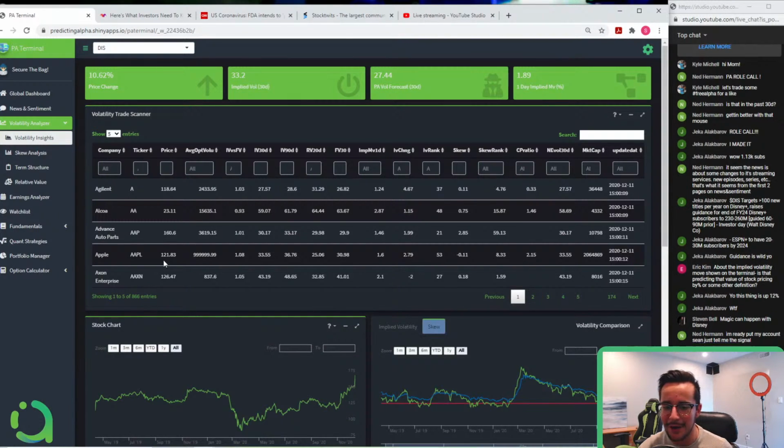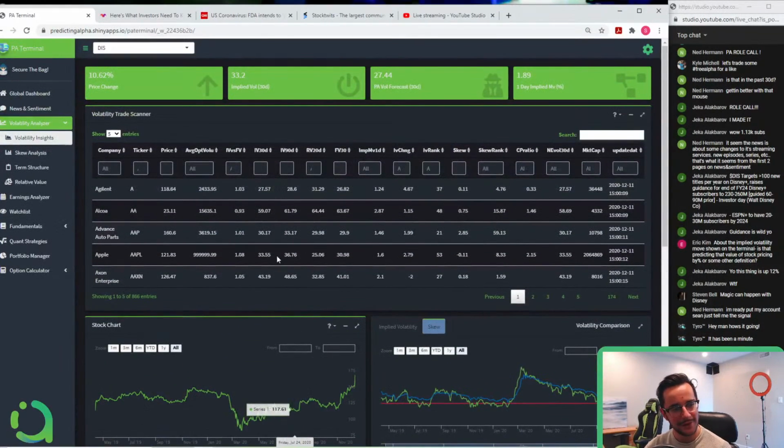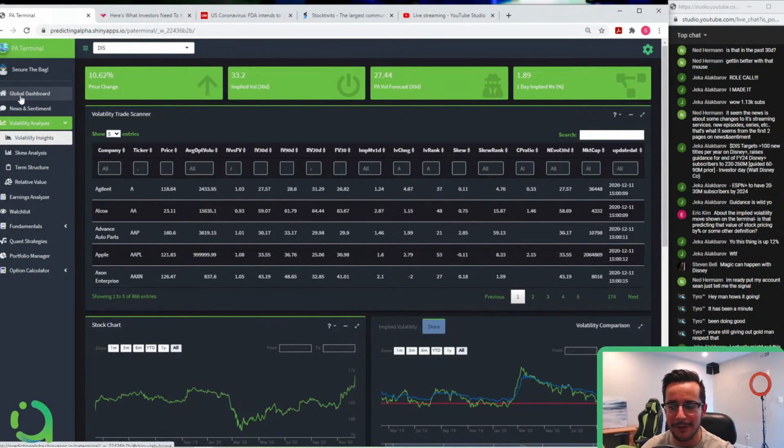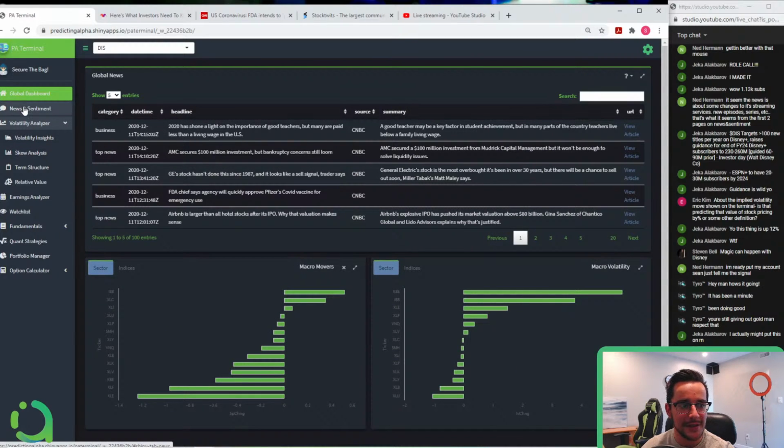Take a look at this, Tyro. We built out our new terminal. We've completely revamped the Predicting Alpha terminal. It's got everything you could possibly imagine. We have built a Bloomberg for the average person, priced at a fraction of what professional traders are paying for data like this.